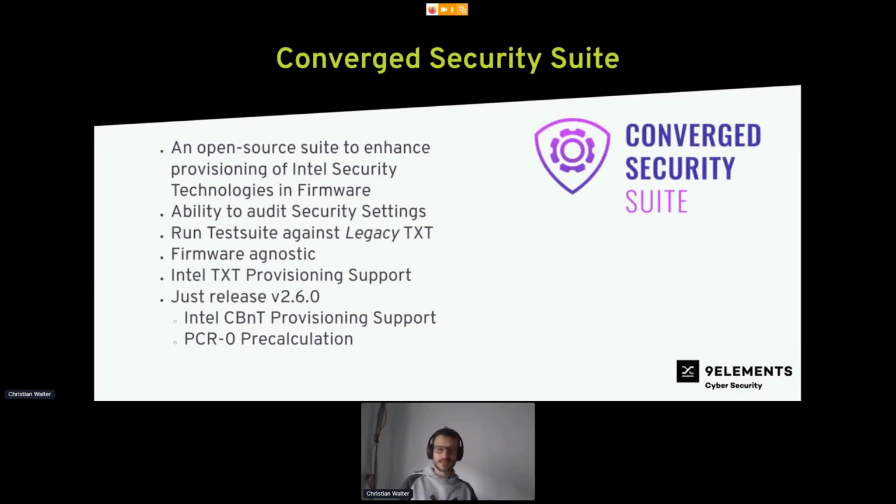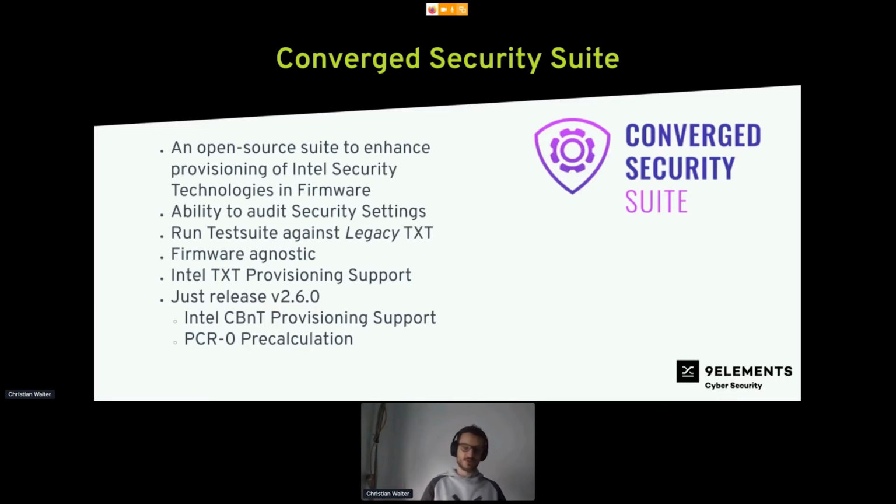So what we did is we developed a suite called the Converged Security Suite, which is an open source suite to enhance provisioning of Intel security technologies in firmware, and also gives the ability to audit the security settings. It can run a test suite, for example, against legacy TXT, but it can also provision legacy TXT. It's firmware agnostic, meaning that it can run with every firmware. So it doesn't care if you have UEFI or if you have open source firmware like we do, or if you have anything else.